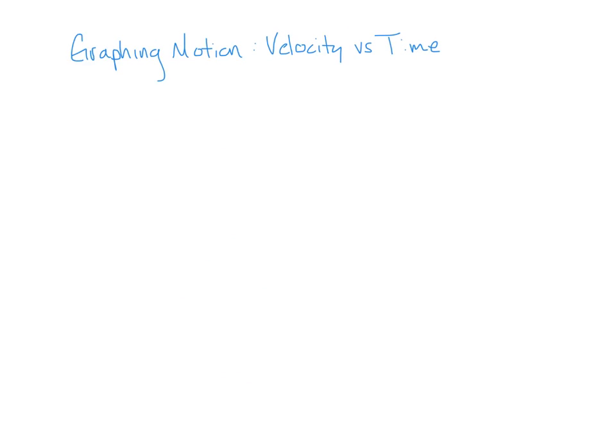Alright, so continuing our graphing motion, now we're going to talk about velocity versus time graphs. So that's when our velocity is on the y-axis and time is on the x-axis. And once again, let's look at our two models of motion.